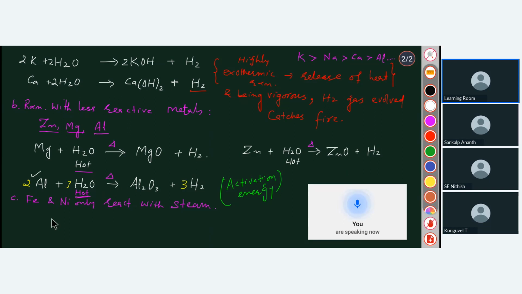Now see here, if I have iron, this reaction will be very important. I just told that iron does not react with cold water. It also does not react with hot water, but it can react with steam. Steam means water at very high temperature, greater than 100 degrees Celsius, right? Can you tell me what will be the product here? This is a very important reaction. FeO. Anybody tell?